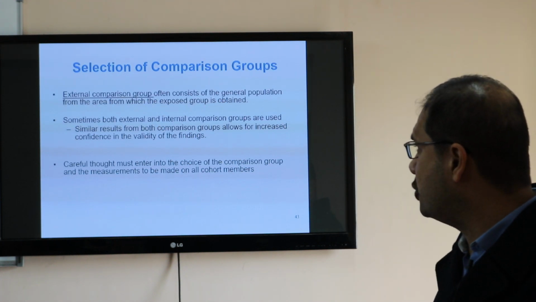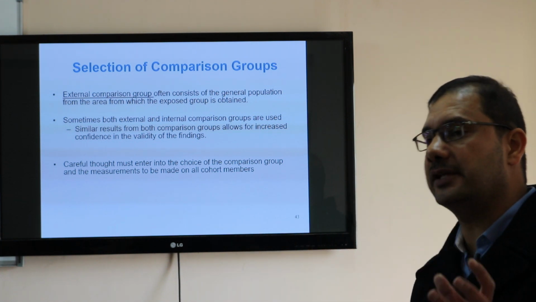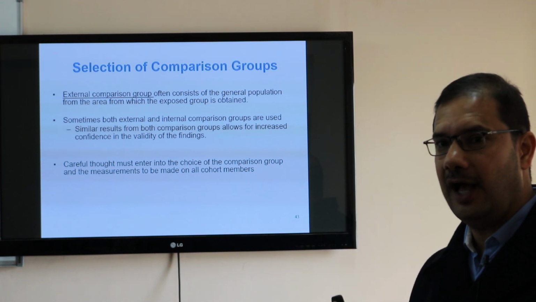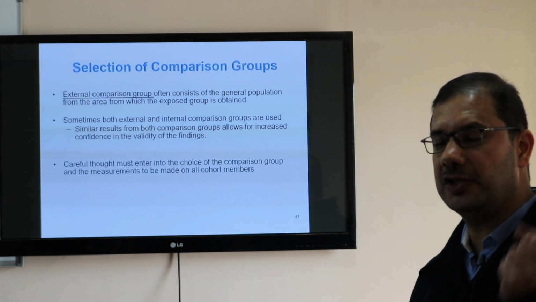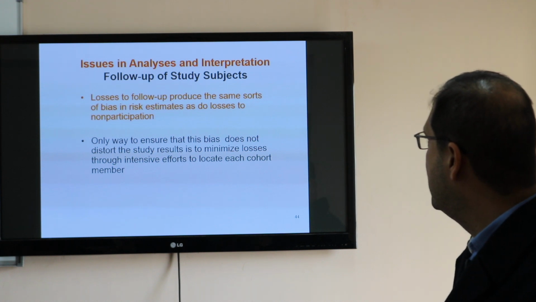Selection of comparison: either an external group, as I mentioned, in the neighborhood, or an internal group. It's the same family. This one is a smoker, this one is not a smoker. And this one developed lung cancer, this one didn't develop lung cancer. So it depends on the disease and on your sample size.